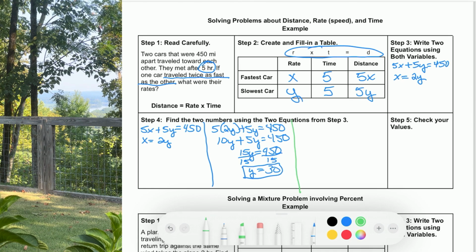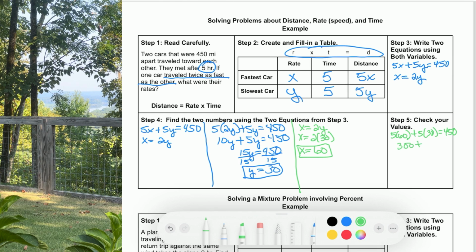Now I need to use my other equation to find my x. So x was equals 2y. So I'm going to replace my y. And I get x was 60. Now let's double check, okay? So I have 5 times 60 plus 5 times 30 equals 450. 5 times 60 is 300. 5 times 30 is 150. And those two numbers together do in fact equal 450. So we have done our problem correctly.